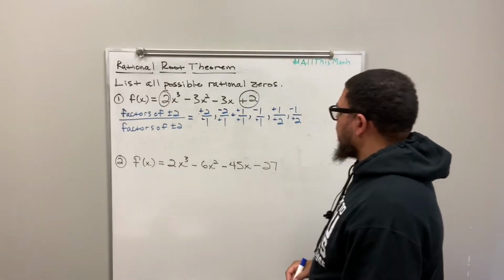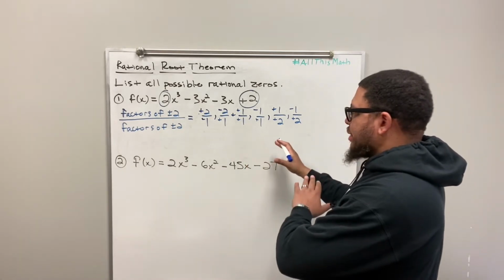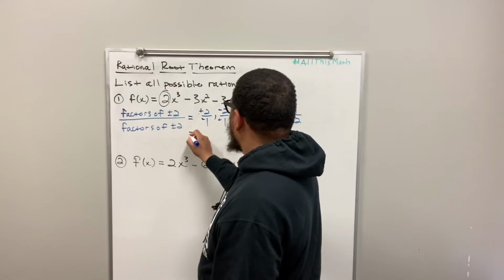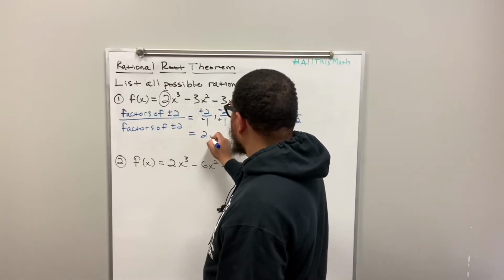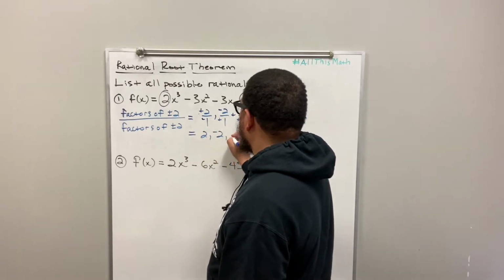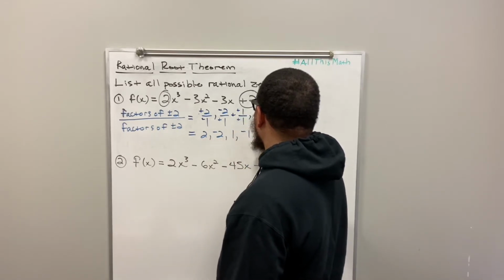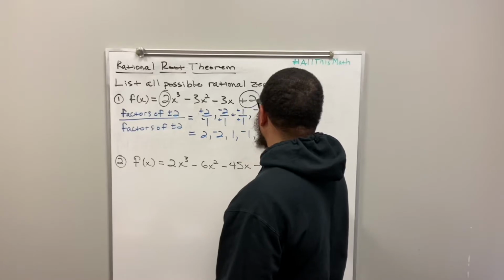Let me clean this up and simplify some of these. So basically, my rational roots could be 2, could be negative 2, could be 1, could be negative 1, could be 1/2, and could be negative 1/2.